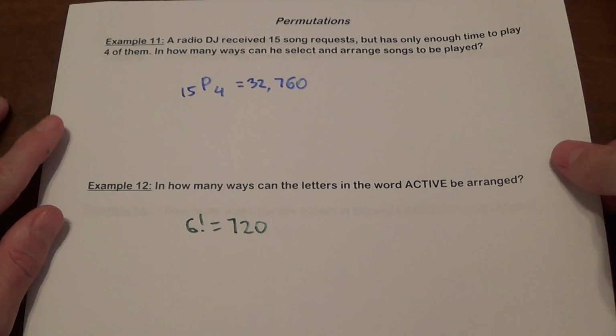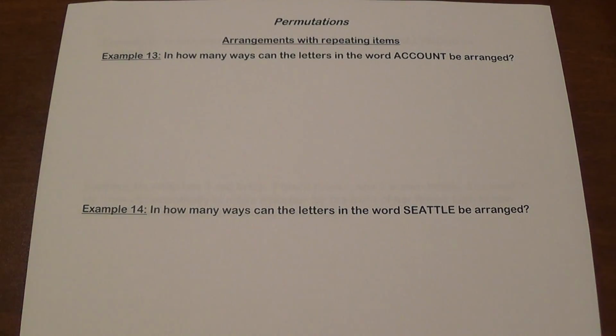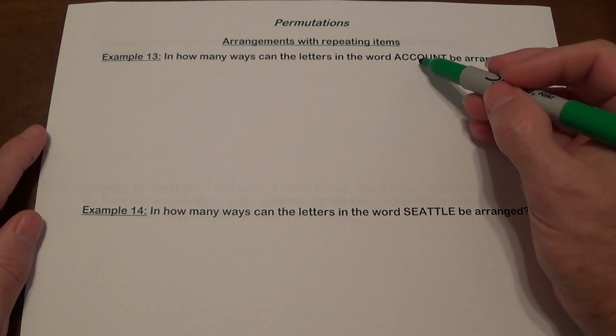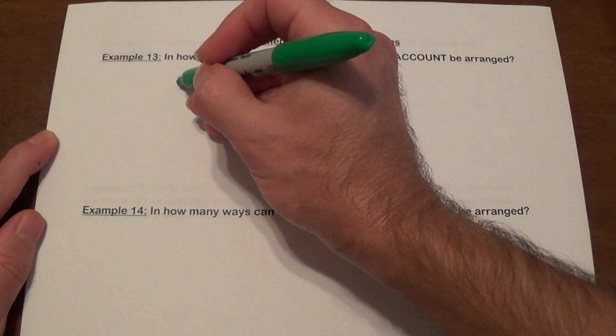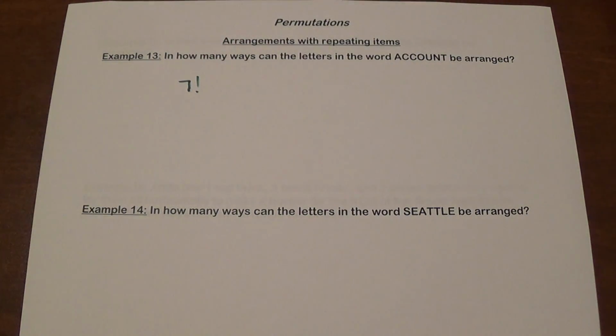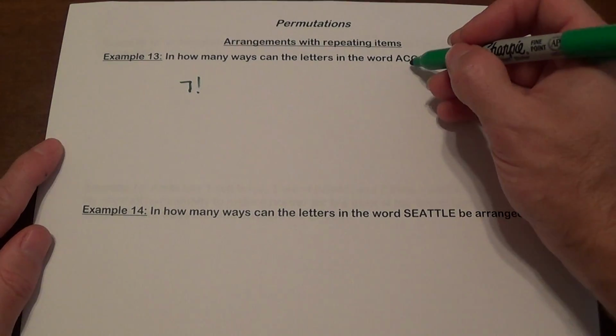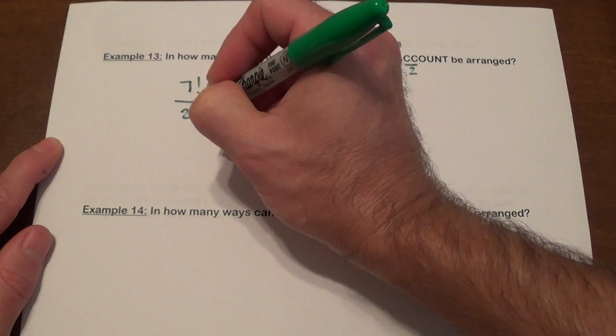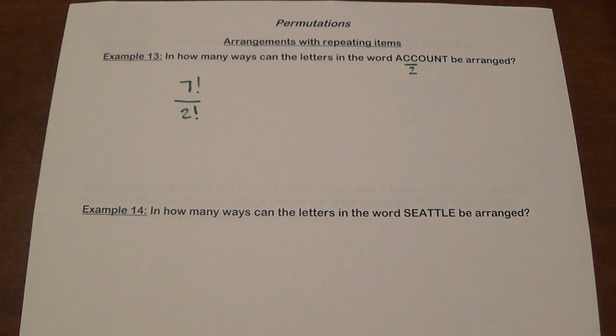But what happens when you have repetition? So when you have arrangements with repeating items, let's take a look at the word account. So the word account has 1, 2, 3, 4, 5, 6, 7 letters. So if all the letters were unique, you would have written 7 factorial and you would have evaluated that. But we have a repeating letter C. Because of that repetition, you have 2 letters like that. We are going to divide this by 2 factorial. We simply count how many times this letter repeats.